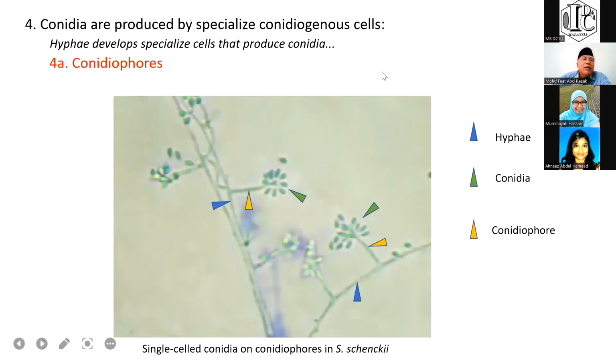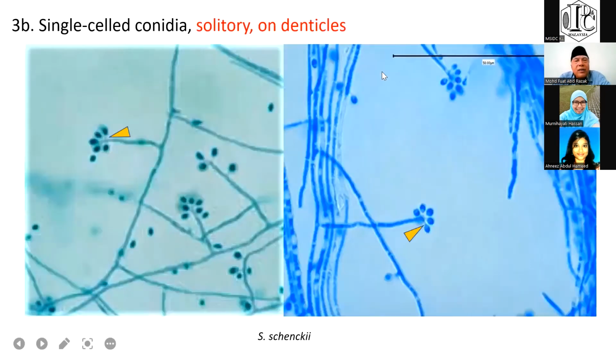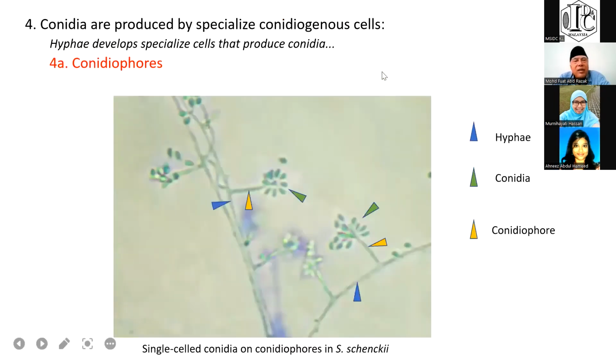Okay, we finished about conidia, microconidia on denticle or sessile, whether they are in chain or in a sticky mass. So then we should look for where actually this conidia, single cell conidia are formed, okay?